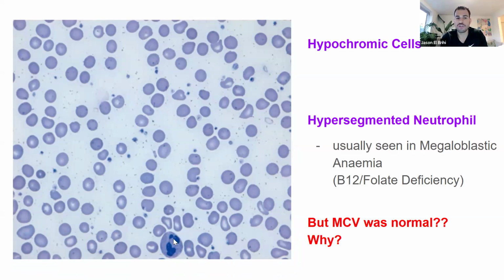So remember, the neutrophil typically has 2 to 3 segments. When you have megaloblastic anemia, which is B12 or folate deficiency, not only do you get macrocytosis, but you also get this thing here, which is called a hypersegmented neutrophil. So that's a key word to remember and always to look out for in your exams. It's diagnostic. So the question here is, if you recall, the MCV was normal, but I've just told you that B12 and folate deficiency causes a macrocytic anemia. So why in this situation has the MCV been reported as normal?